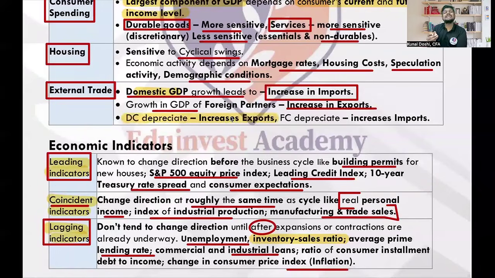If your domestic currency depreciates, yes, if the local currency depreciates, our goods become cheaper in the global market, so our exports will increase. But if our currency appreciates, that means the foreign currency depreciates. When that happens, the foreign goods become cheaper for us. Sorry, my mistake. So see, if the domestic currency depreciates, our goods become cheaper in the global market, right? So our exports will increase.